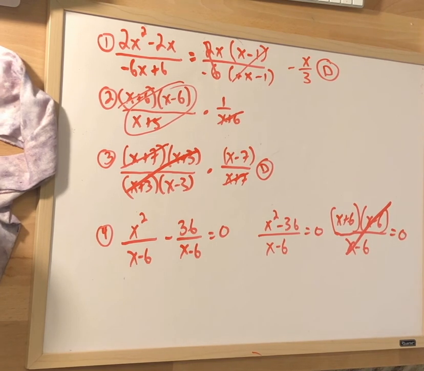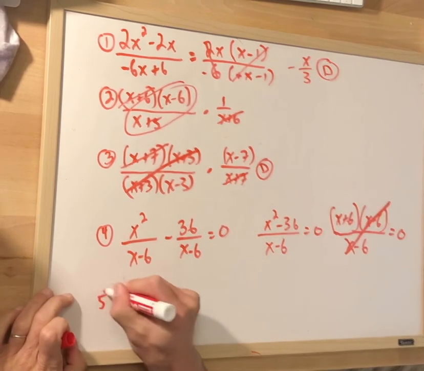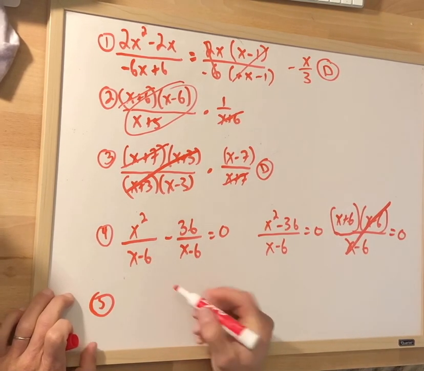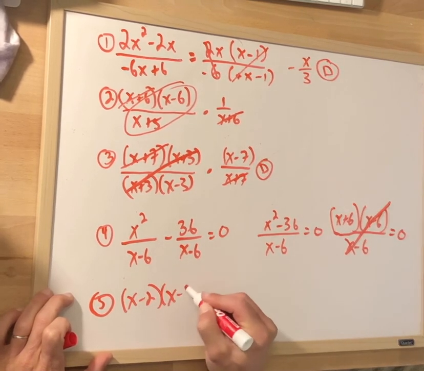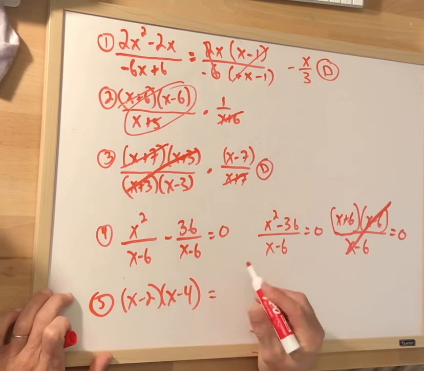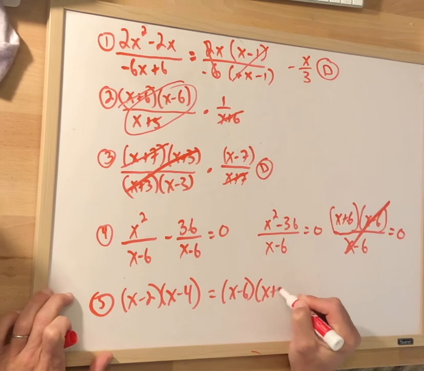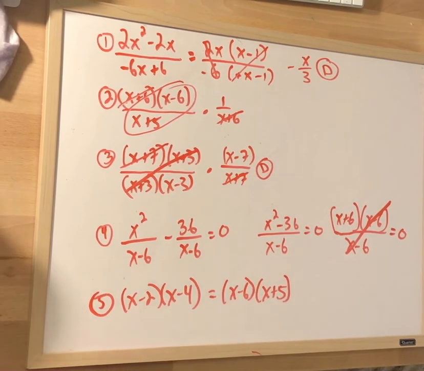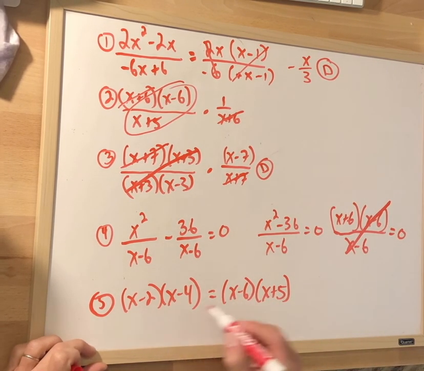All right, now for number 5. For number 5, I'm just going to walk you through the first step. I'm going to cross multiply. So I'm going to do x minus 2 times x minus 4 equals x minus 6 times x plus 5. And then when I multiply these out, I'll just go ahead and do the second step without doing anything else.